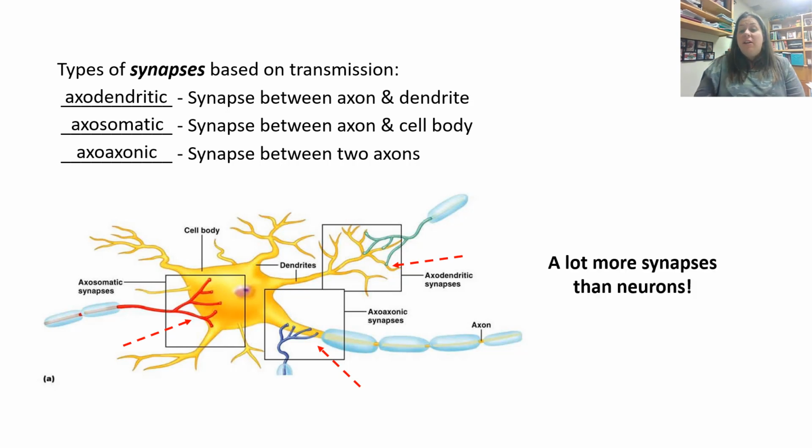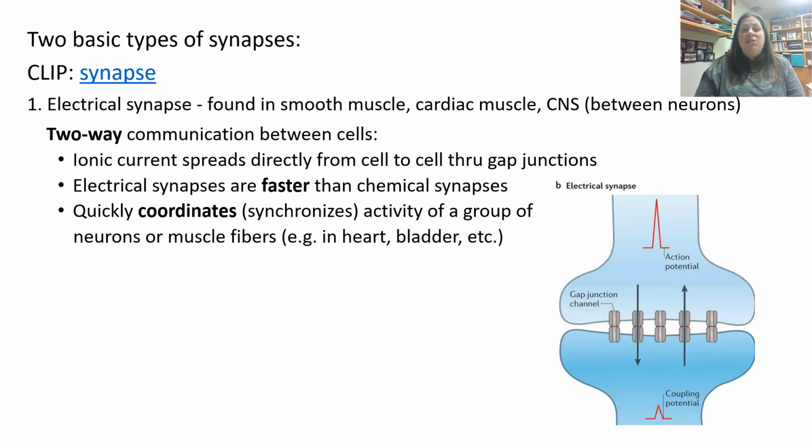Another thing to note here is there are going to be a lot more synapses than there are going to be neurons. There are going to be two basic types of synapses. Here is another clip, again from Crash Course, which covers the different types of synapses.